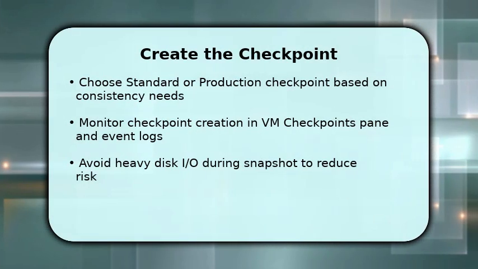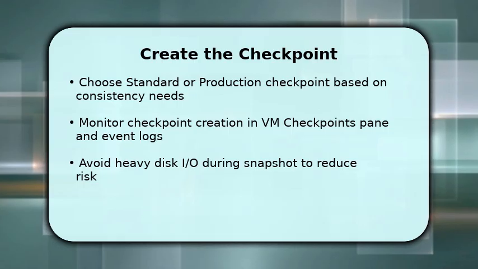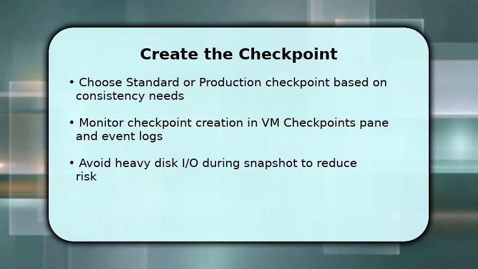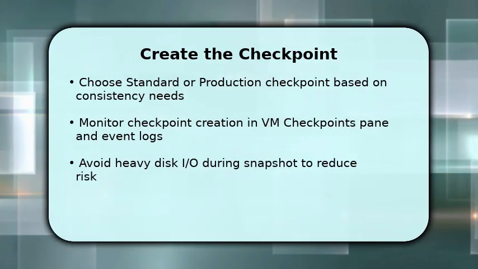Now you create the checkpoint and decide which type you need: production for application consistent, standard for crash consistent. Click Checkpoint and give it a descriptive name if prompted. While the snapshot is created, monitor the checkpoint's pane and Windows event log for any warnings.